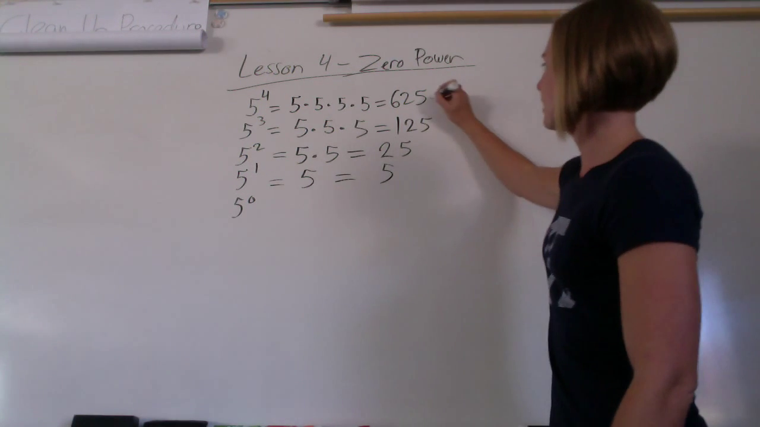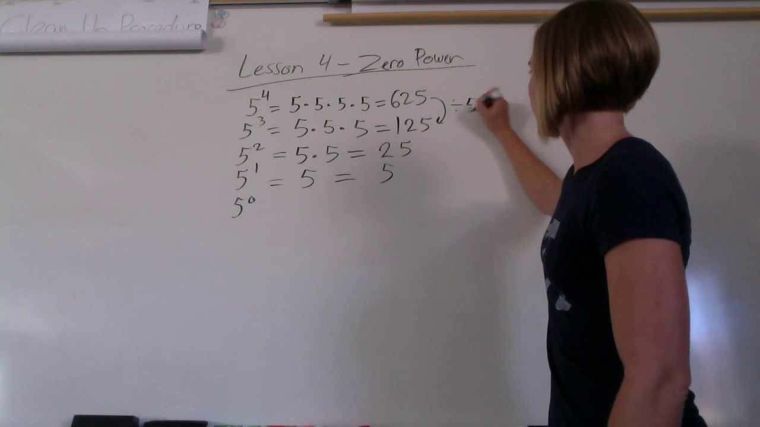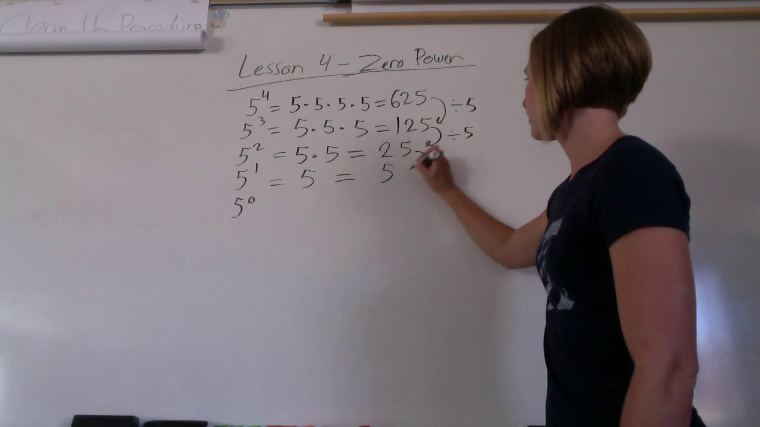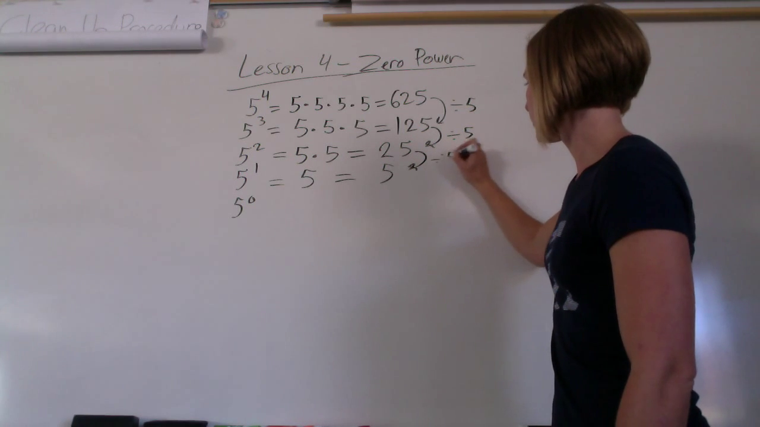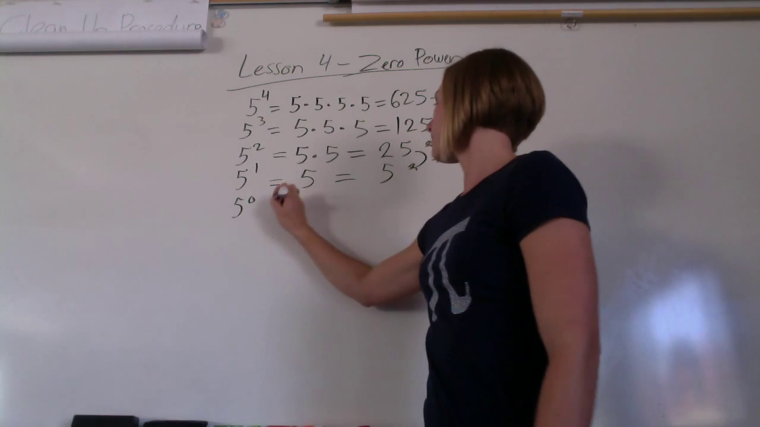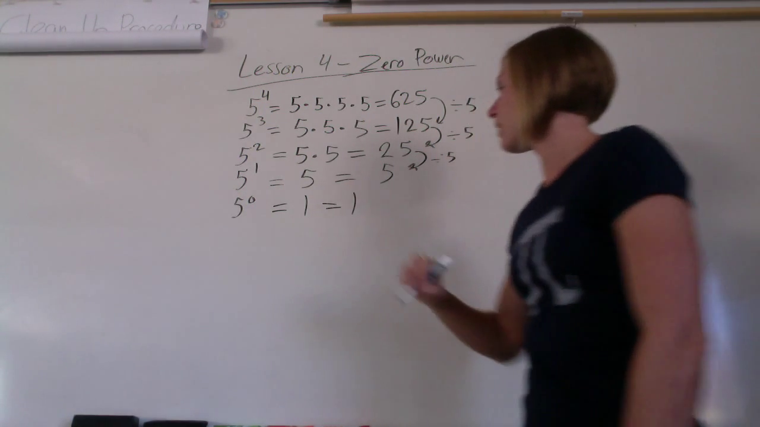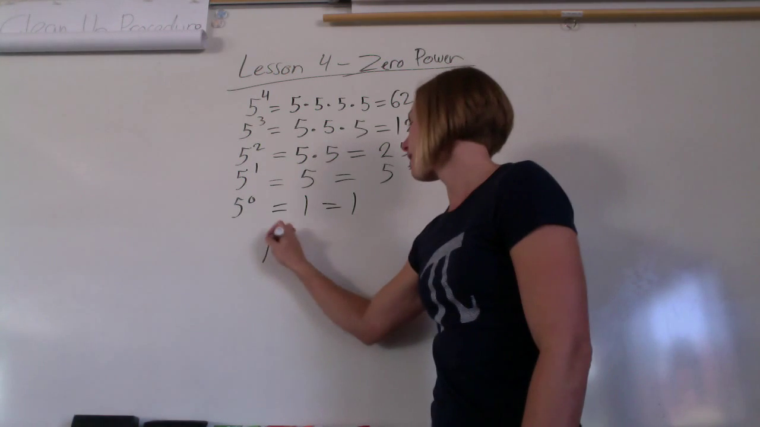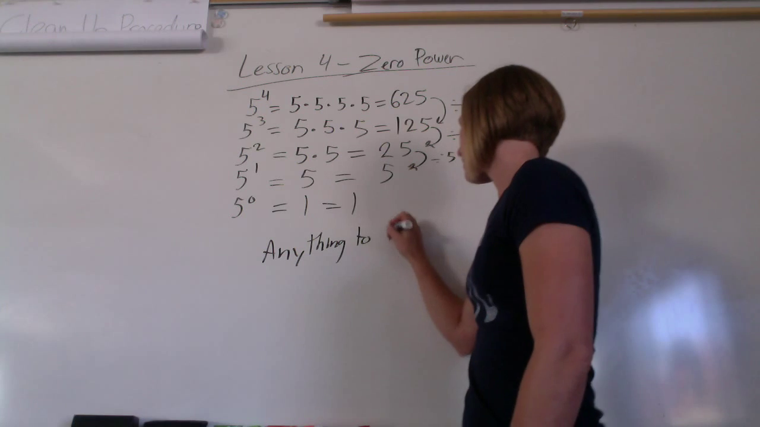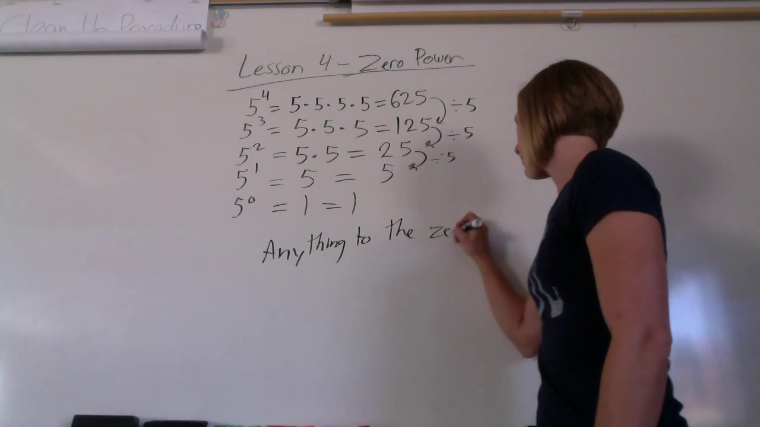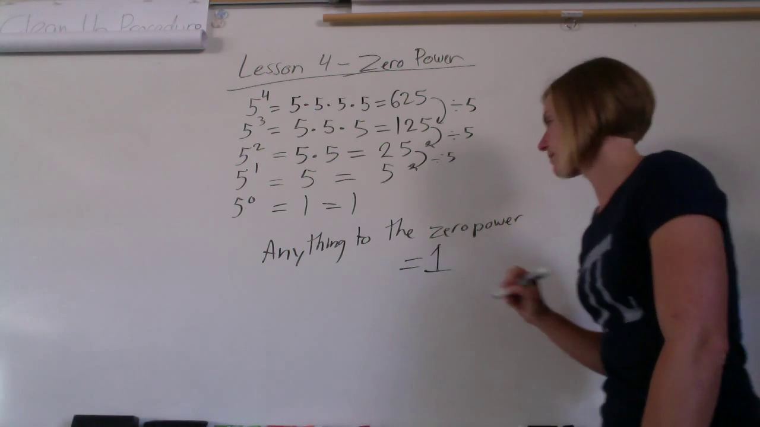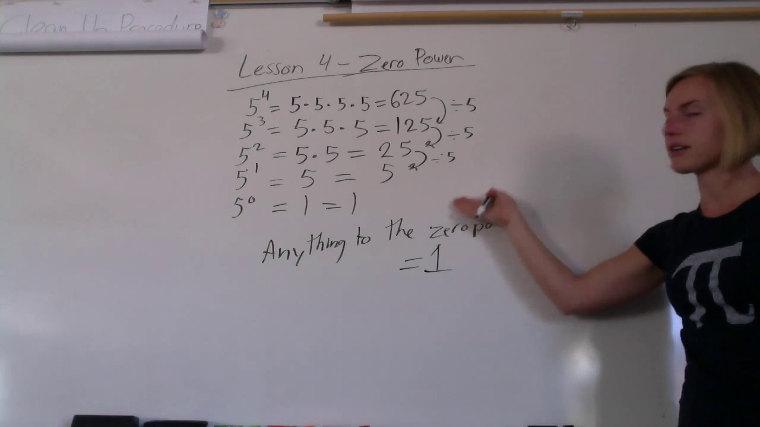So here we can see each time we're dividing by 5 because we're losing a 5. So if we divide 5 by 5, what do we get? We get 1. So 5 to the 0 equals 1. So this is one way we can prove that anything to the 0 power equals 1. Okay, so this is the pattern method.